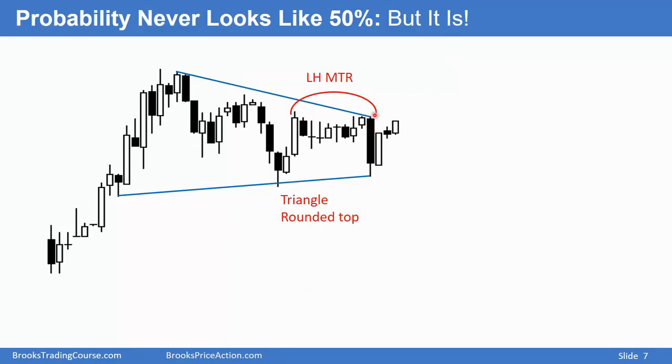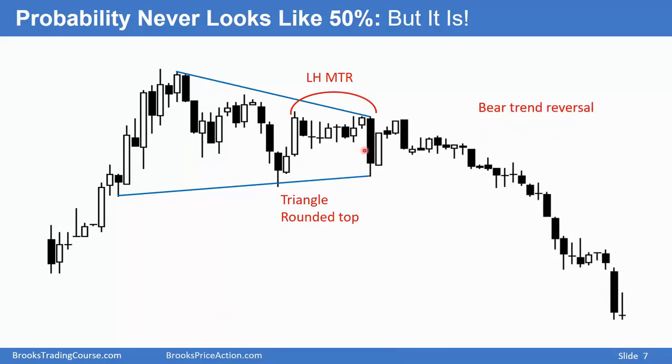The bears see this as a small double top lower high major trend reversal: bull trend, bear breakout, double top lower high. The bulls see it as either a triangle bull flag or a double bottom bull flag. Both are reasonable. Here we got trend reversal down.